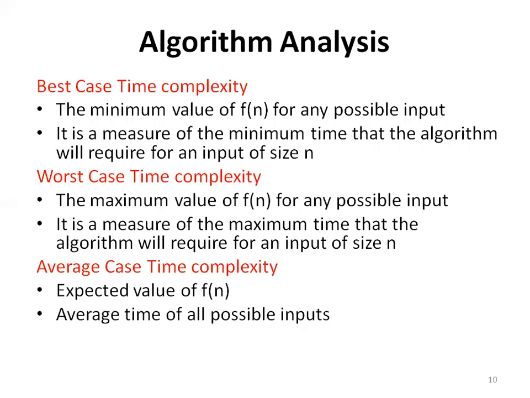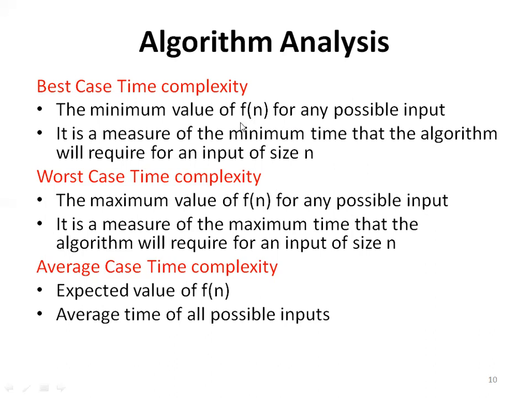Then algorithm analysis. There are basically three types of algorithm analysis. We analyze the algorithm in three ways: best case analysis, worst case analysis, and average case analysis. Suppose I am considering the time complexity, that means the running time, how much time the algorithm is taking, and what is the best case, what is the worst case, and what is the average case. I'll discuss here. Best case time complexity means the minimum value that is required by the algorithm to complete its execution. That is best case.